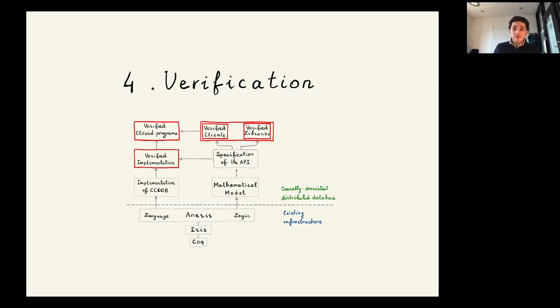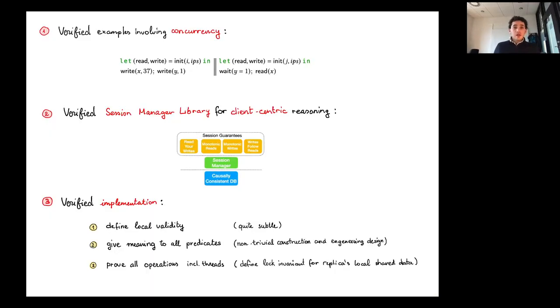So, verification. Using our specifications and the laws capturing validity properties, we verified small yet subtle examples involving concurrently running clients. Additionally, we built a verified session manager library that allows us to reason about session guarantees of the client's code running on separate nodes from the database replicas. Finally, we also have verified the implementation.